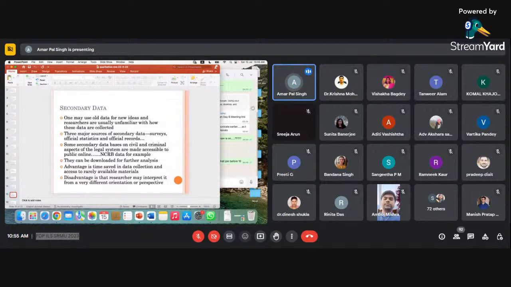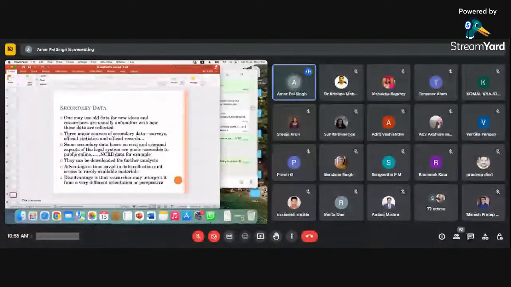But the problem is that this data may have been collected from a certain area with a certain perspective, and the researcher may not be able to identify what the perspective behind the collection of this data was. Though there are always end notes and other things that you find in this data that explain the context of that data, generally researchers find difficulty in interpreting that data from the perspective in which it has been collected. That is one of the major disadvantages that we face in this.